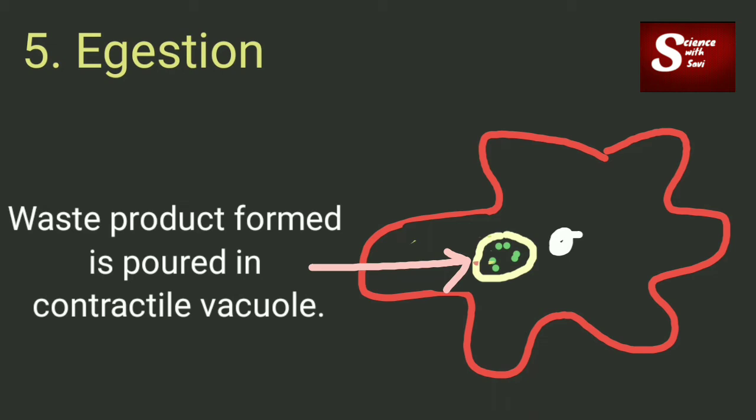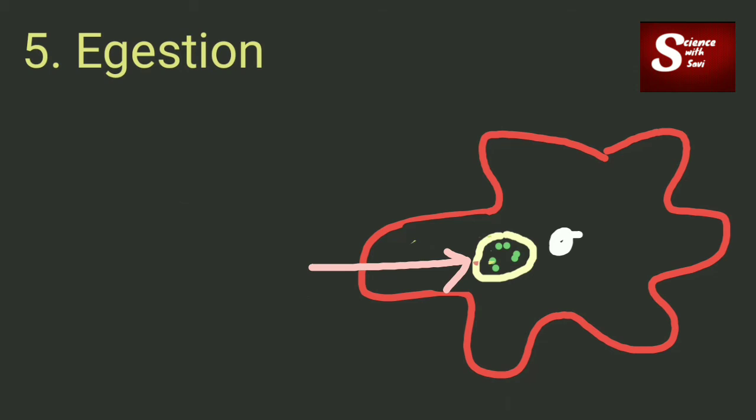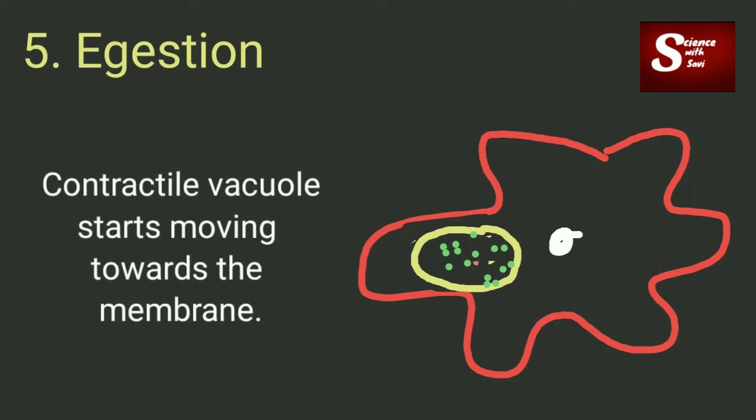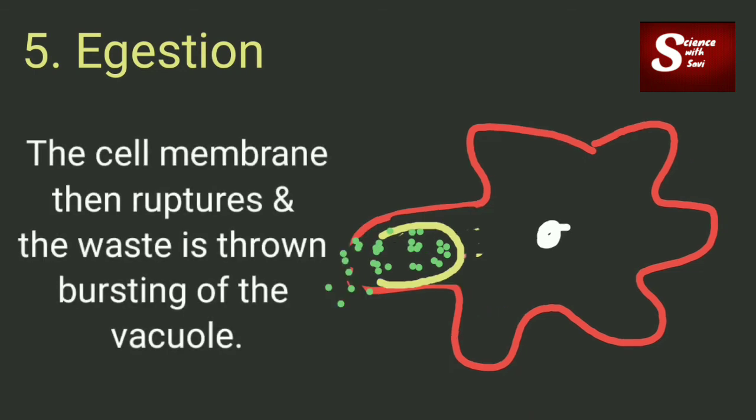So the contractile vacuole gets completely swollen because of the entry of the waste product inside it, and it starts moving towards the outer side. It moves towards the membrane of the amoeba, and then the membrane ruptures and all the waste products are removed.